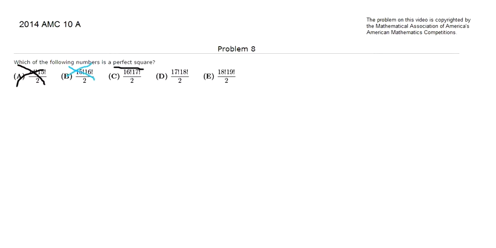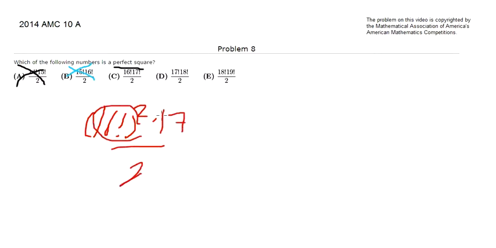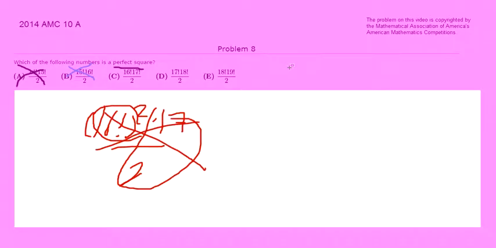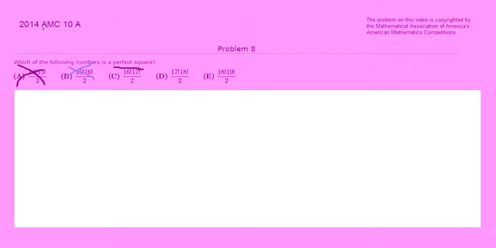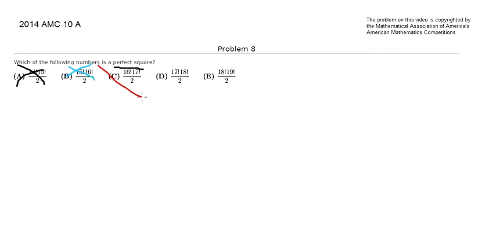Now let's look at C. 16 factorial times 17 factorial divided by 2. Well, that's the same thing as 16 factorial squared times 17 divided by 2. Well, that part is a perfect square, but 17 divided by 2 is not a perfect square, so this whole thing is not a perfect square once again. So that's wrong. So C is not a perfect square.